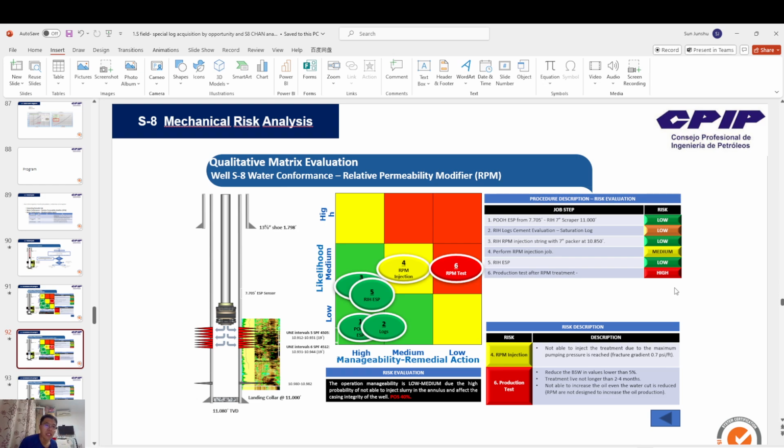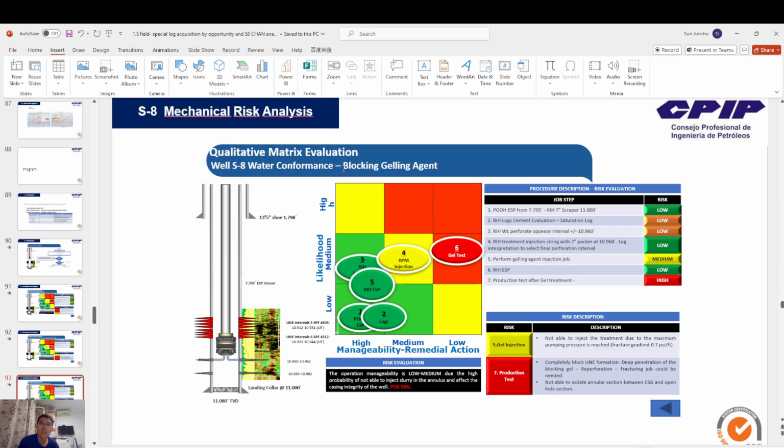Reduce the BSW to values lower than 5%. Treatment life not longer than 2 to 4 months. Not able to increase the oil, even if the water cut is reduced. RPM are not designed to increase the oil production.